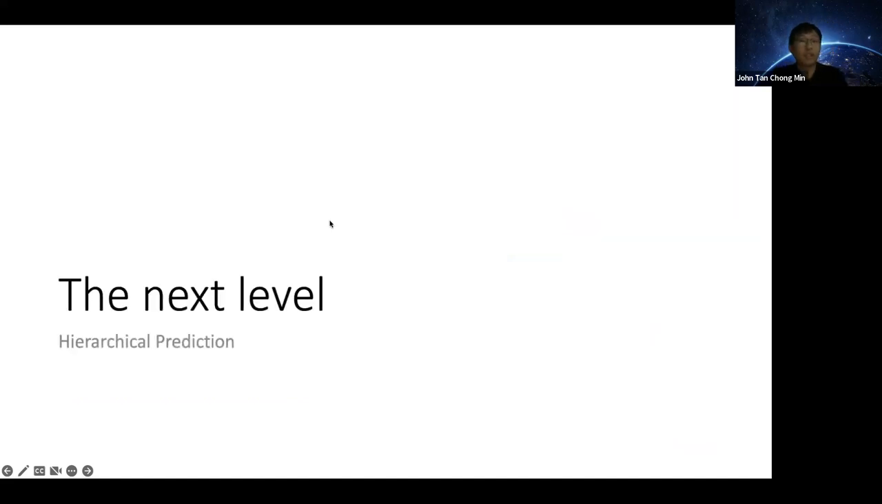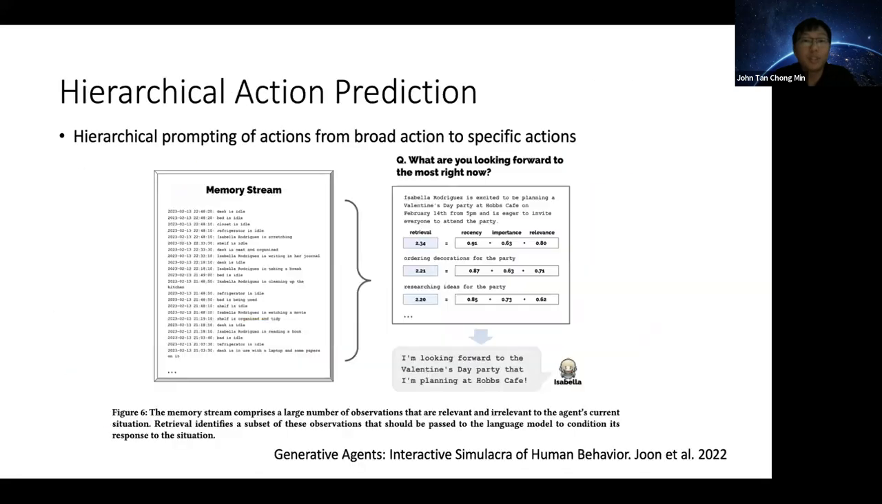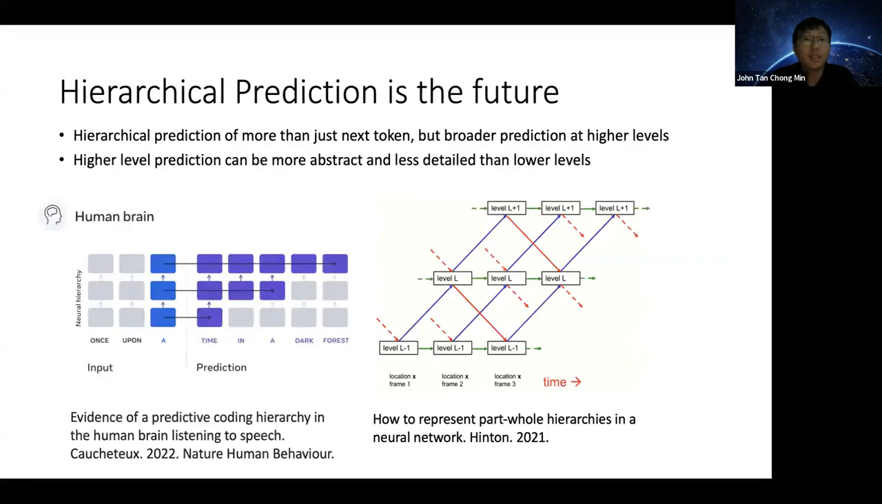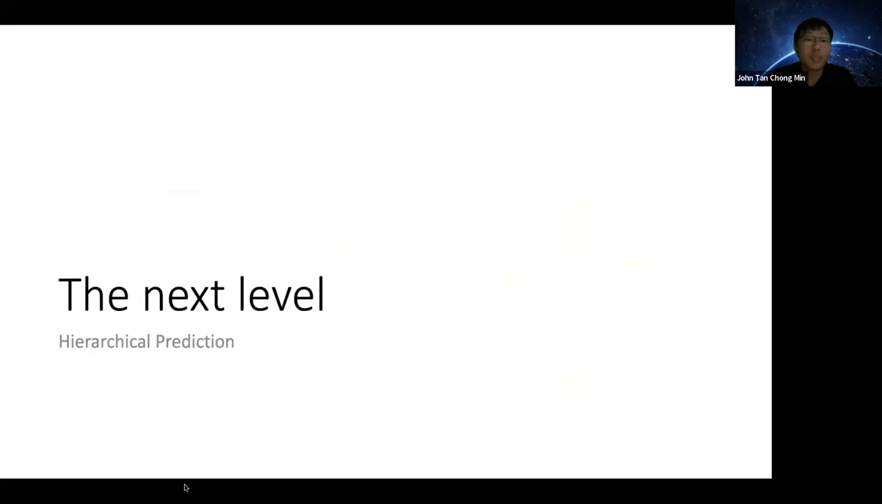Okay, so actually that's all for today. I think I exceeded time a bit. Next week we can continue more on this, because let me just show you briefly the slides. Hierarchical prediction, okay, and how can transformers possibly do hierarchical generation. So we can continue on this next week. And I can also talk a bit about how I do prompt engineering for some of my games. All right, so let's continue this next week.